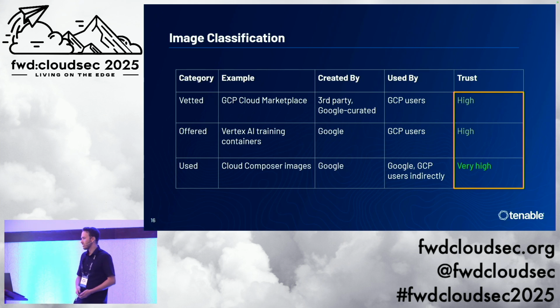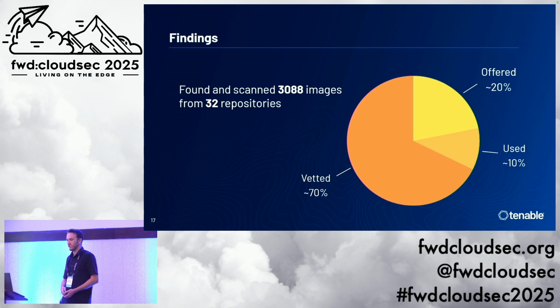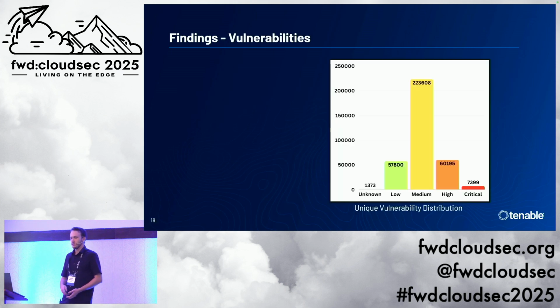As we can see, all 3 of these categories carry the high level of trust with them. Imagine you're a user on GCP, and you're trying to bring a container image into your environment. You see an image that is actually uploaded to the platform by Google themselves. I feel like it's pretty safe to assume that that image is trustworthy, right? Well, let's find out. So we were able to find and scan over 3,000 images from 32 repositories using these techniques. We have around 70% of them in the vetted category and the minority in the offered and the used categories.